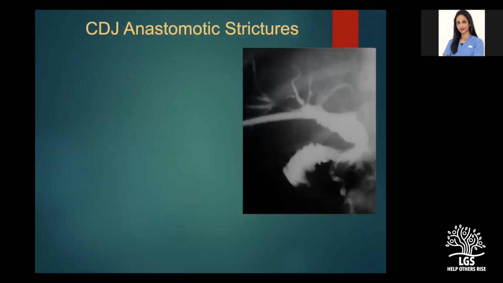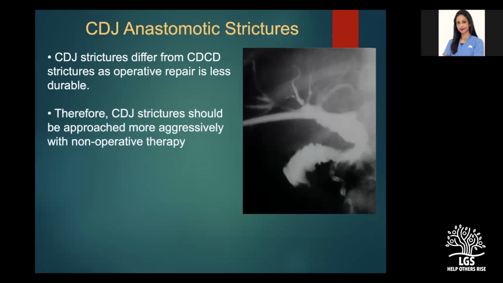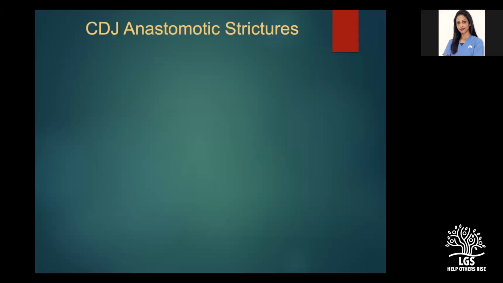Moving on, with regards to the Hep-J strictures, I've already told you we can puncture the roux loop and we can get inside, or we can directly puncture the bile duct. If the duct is dilated, we can puncture the bile duct and we can get inside the roux loop. And these differ as the operative repair is less durable, and these strictures should be approached more aggressively with non-operative therapy is what we feel. And cutting balloons, again, can be used with these kinds of anastomotic strictures as well.